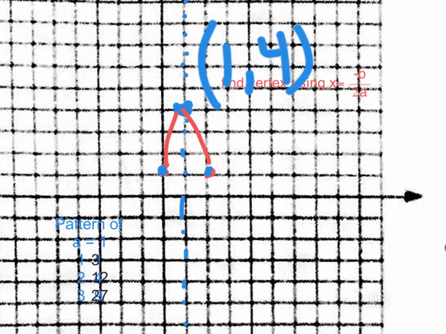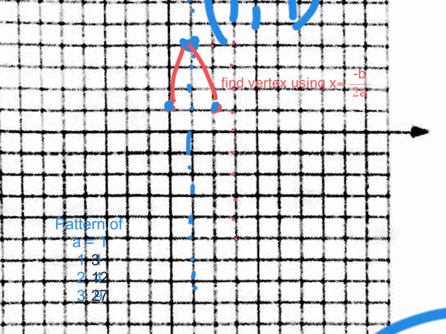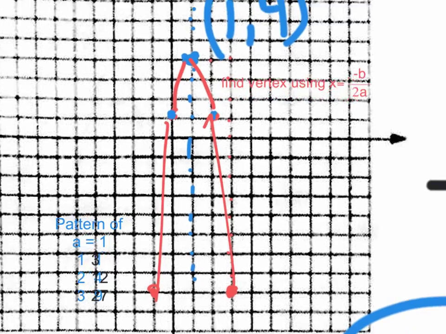So if I did go 1, 2, 1, 2, 3, 4, 5, 6, 7, 8, 9, 10, 11, 12, you'd end up at this dot, and you could reflect it over to the other side, which is 2 units away right there, and you have your complete and total parabola done. So we have our parabola graphed.